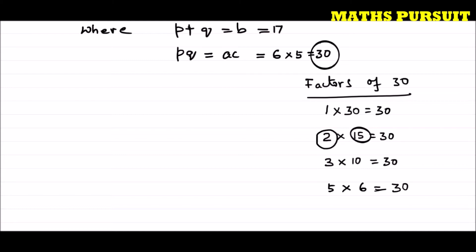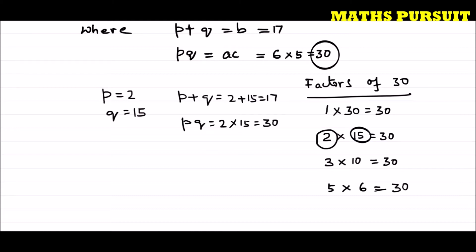So we got P and Q now. So what is our P here? We got P here as 2 and Q here as 15. Where if we add P plus Q, that is 2 plus 15, we are getting 17. And if we multiply P and Q, that is 2 into 15, we are getting 30. So you could see that we are able to find these two numbers.